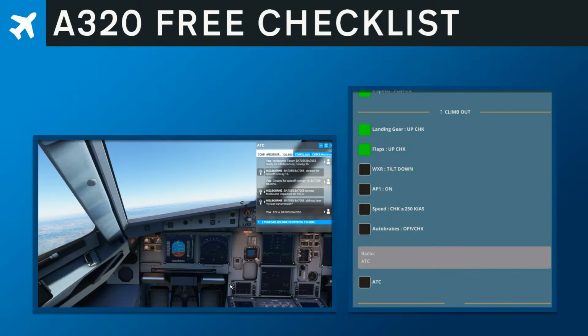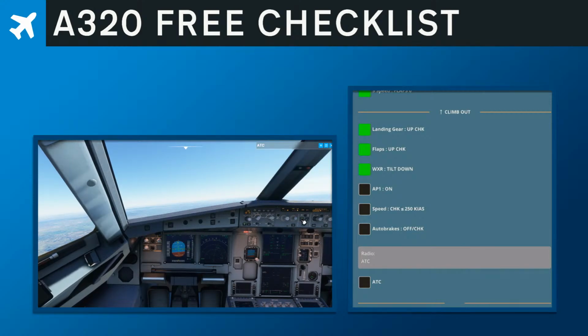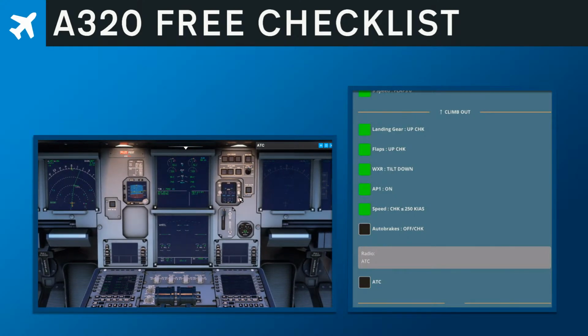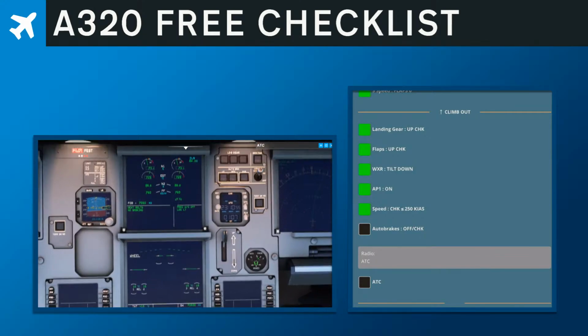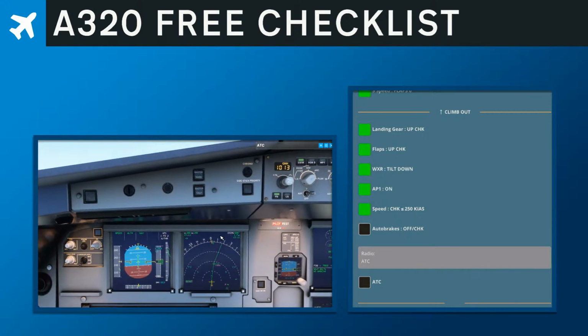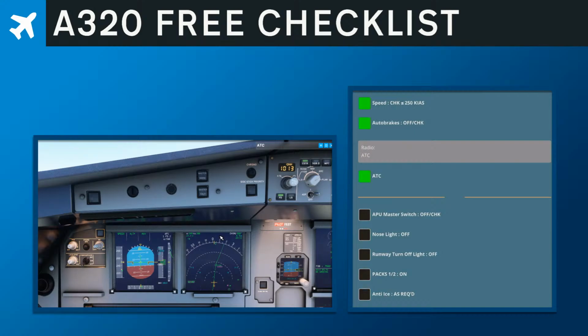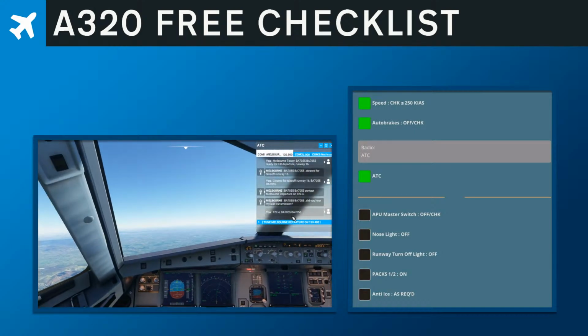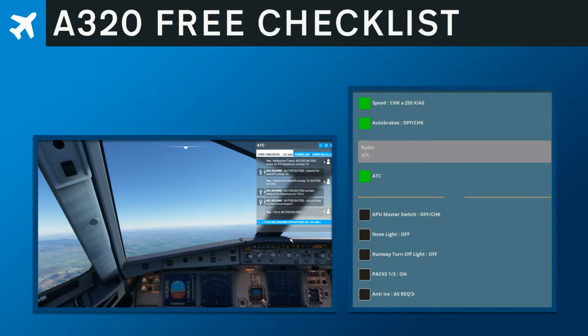Weather radar we would set to tilt down if it would allow us to, and we'll just check that the autopilot is on. Autopilot is on. Speed is basically 250 knots or less. So now we want to just check that the auto brakes are off and yep, everything's worked as expected there. And we'll just check in with the radio just to see if there's anything else we have to do. To Melbourne departure.